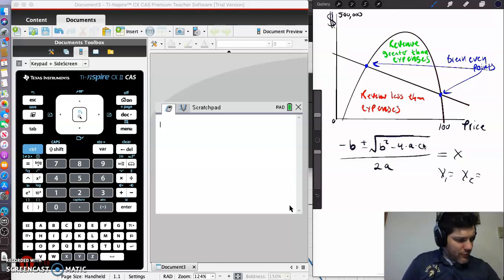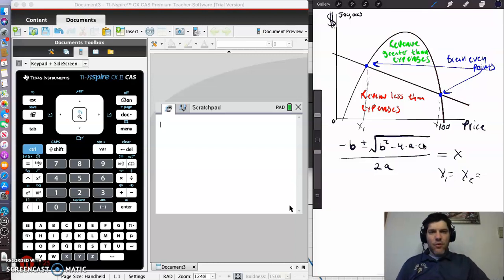So on our graph, if we were to look at that, that would be down here is x1 and x2, and that's the point. Those are our limits where we're able to actually make profit. Anything less than the lower end or higher than the upper end is going to be a loss for us.